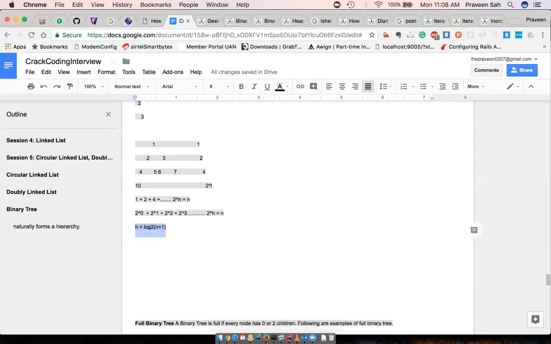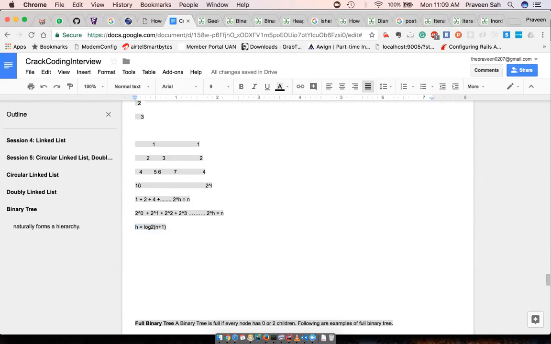If you talk about completely, exactly what it will be is log of n plus 1. Height will be, the maximum height of the tree will be n and the minimum will be log of n plus 1. So if there are 7 nodes, 1, 2, 3, 4, 5, 6, 7, what is the height? Height is equal to log of 7 plus 1, which is log of 8 base 2, which is 3. Okay. Now if there are 8 nodes, then it will be log of 9.